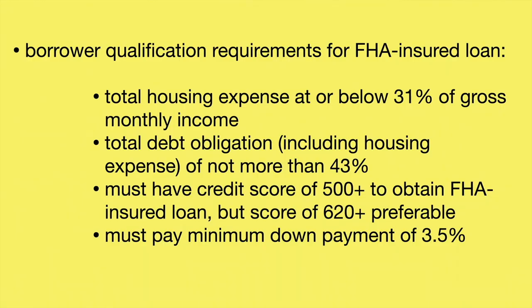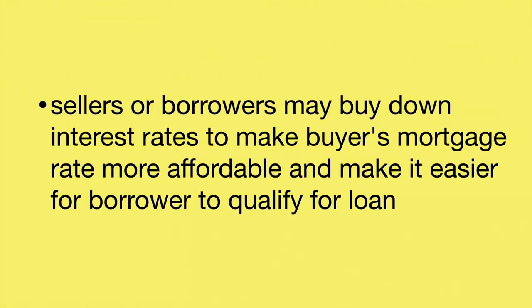of not more than 43%. Borrowers must have a credit score of at least 500 to obtain an FHA-insured loan, but a score of 620 or higher is preferable. FHA borrowers must pay a minimum down payment of 3.5%. Sellers or borrowers may buy down interest rates to make buyers' mortgage rates more affordable and make it easier for the borrowers to qualify for the loan.